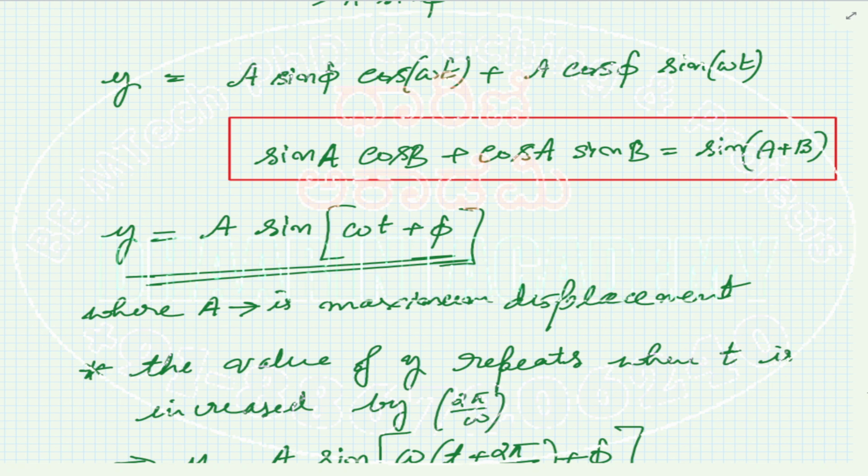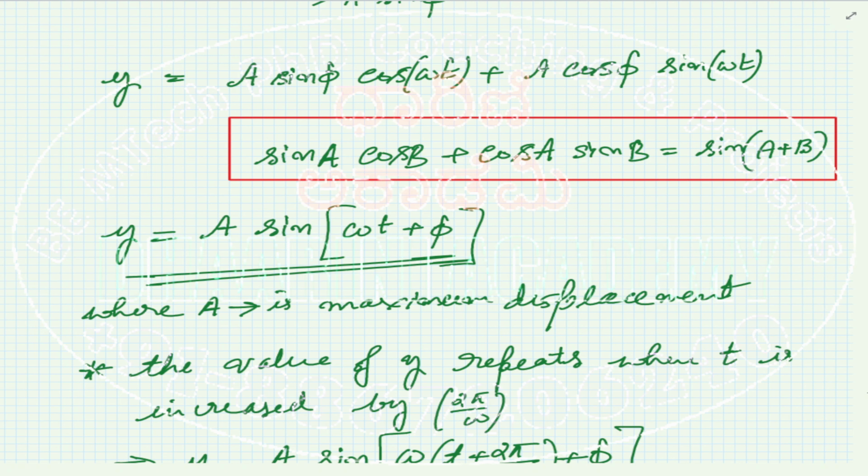Okay, and the trigonometric identity is sine A cos B plus cos A sine B, which is nothing but sine of A plus B. So sine of A plus B is sine A cos B plus cos A sine B. We can replace it in this fashion. So y is equal to A sine of omega t plus phi, which is your final answer. Now A looks like the maximum displacement possible for this wave.